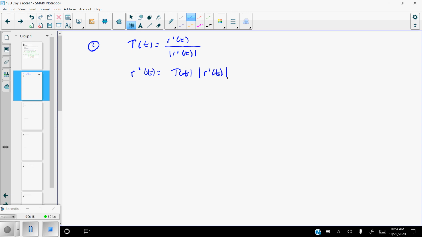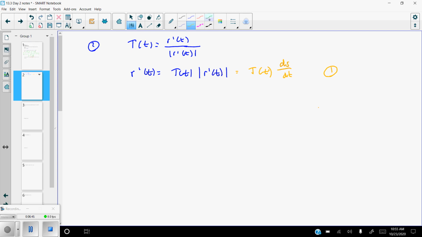But we're going to rewrite that. T of t is just the unit tangent vector, but if you remember, the magnitude of r prime of t is the same thing as ds/dt. And that comes from number 1. That's the first recall that we had to do. So the magnitude of r prime of t is the same as ds over dt.